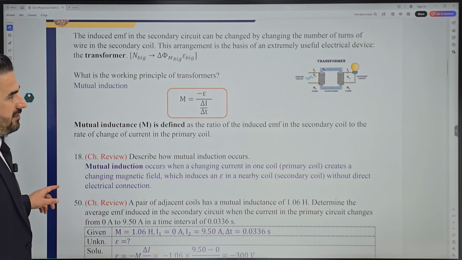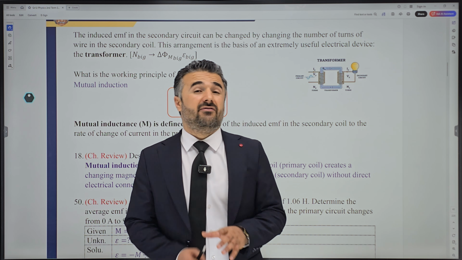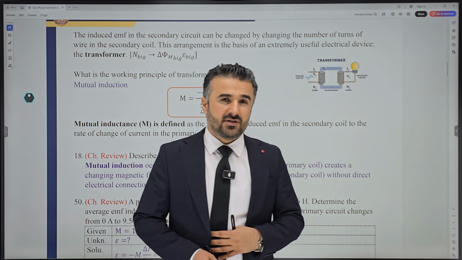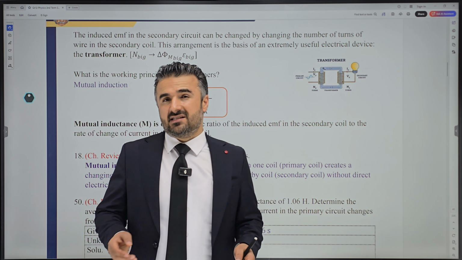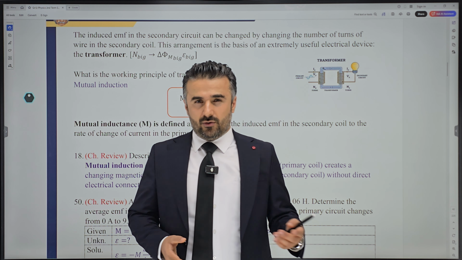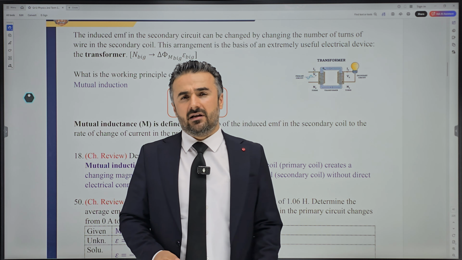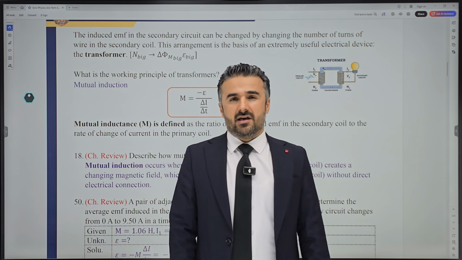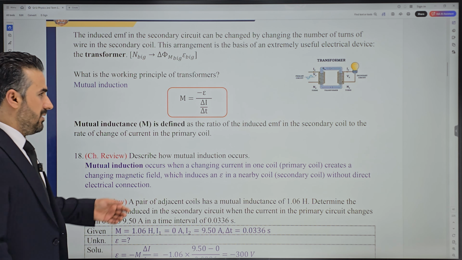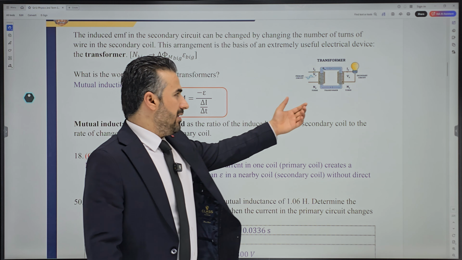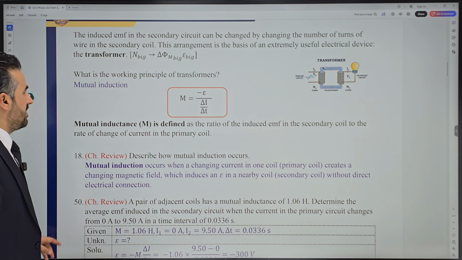This mutual inductance would be the base of something very important in electricity, and that is called transformers. In the secondary coil the induced voltage, we can increase that or decrease that, and of course that's such a big thing, and that will be studied in transformers, inshallah. These are basically a transformer. We have two coils and there's an iron core. We can increase or decrease the voltage using the transformer.